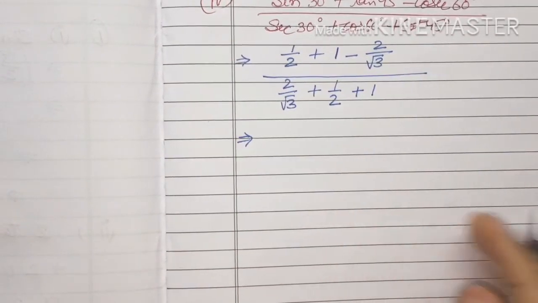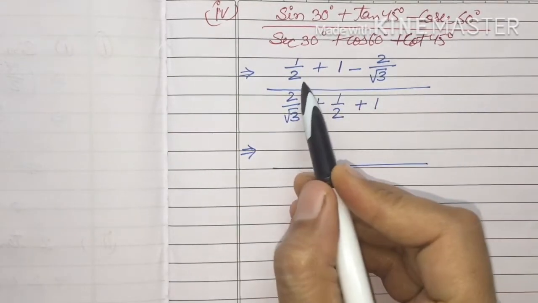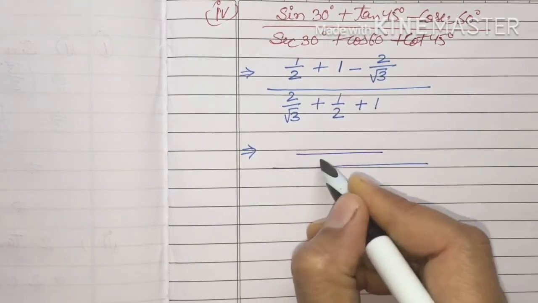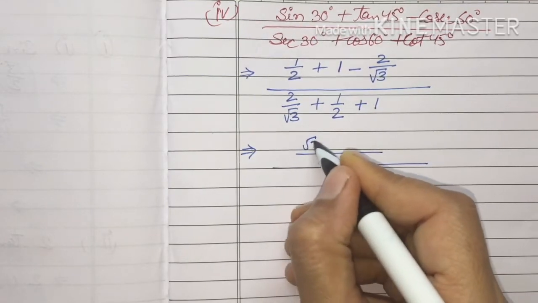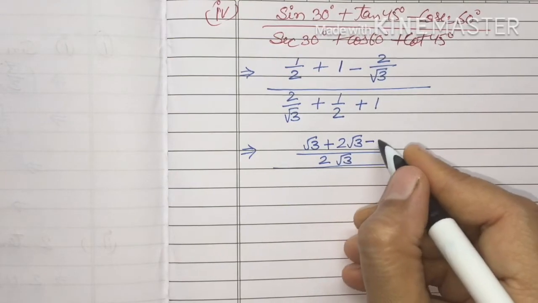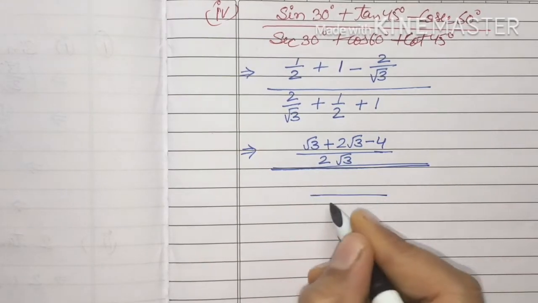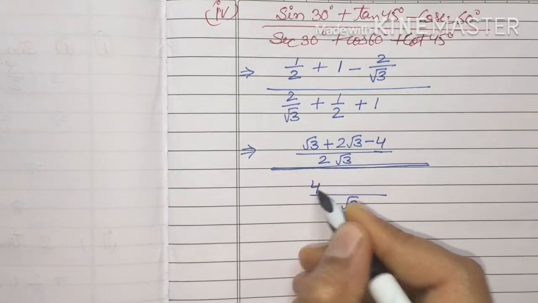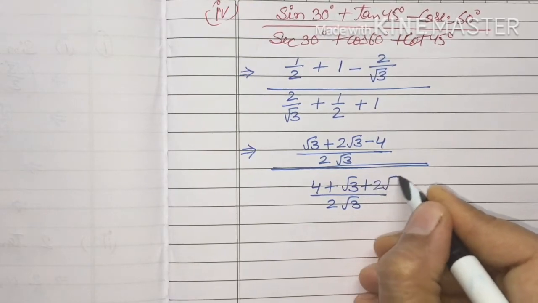For the calculation, first we will solve the numerator and then the denominator. So this is the line. The numerator is this one, so first we will solve this. We will take the LCM, 2 root 3, and with that root 3 will come here, plus 2 root 3 minus 4. In the denominator part, again we will take the LCM, and here 4 plus root 3 plus 2 root 3.